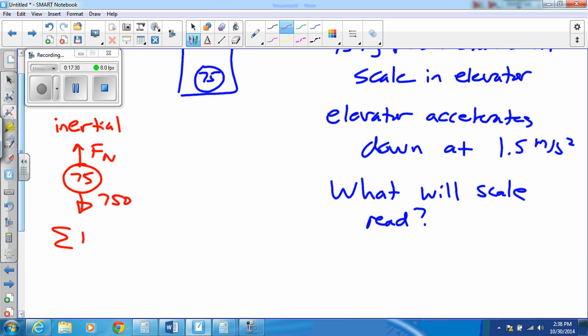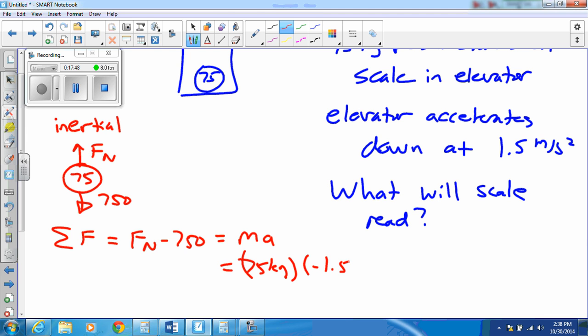And so in the inertial reference frame, we would say that the sum of forces, which is equal to Fn minus 750, is equal to mass times acceleration, or 75 kilograms times, got to be careful with our signs, negative 1.5 meters per second squared. This is all standard stuff, right? And so when we solve for the normal force, what we get is 750 newtons minus 75 times 1.5. It's going to be about 103.